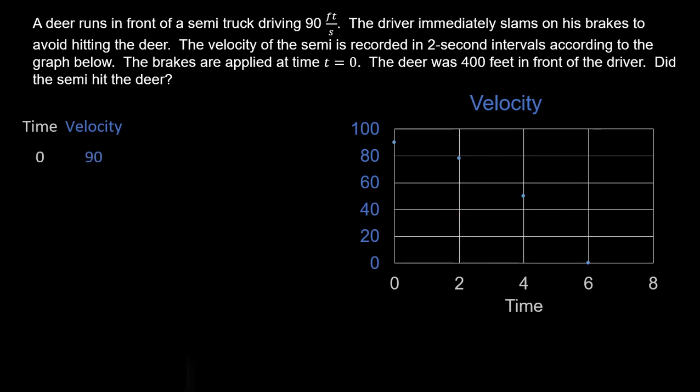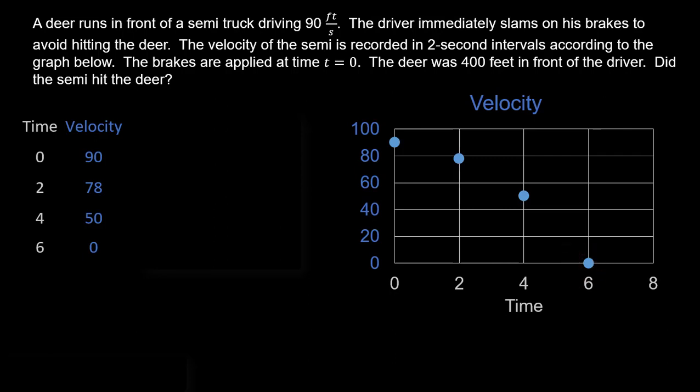So our first point is going to be at time 0, velocity 90. So what this means is that when the driver sees the deer and reacts, he's going 90 feet per second for velocity. That is going to be reflected over here in this first point at time t equals 0 and velocity of 90. Next point is at time t equals 2 and velocity of 78. So we can go ahead and plot that over here. Next point is time of 4, velocity of 50. So we can plot that point. And finally, our last point here, at time t equals 6, the semi has come to a stop. So his velocity is 0.